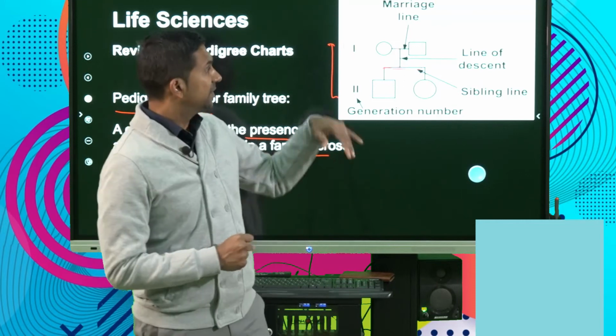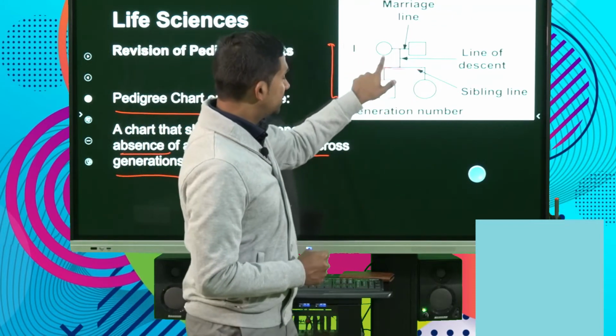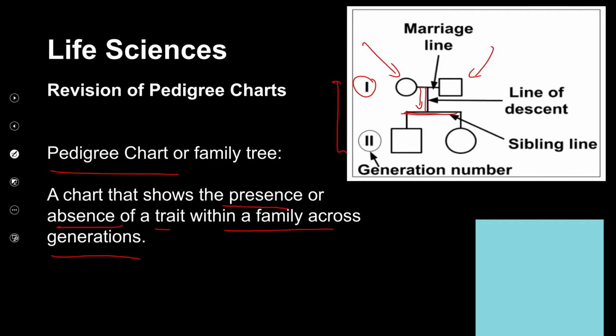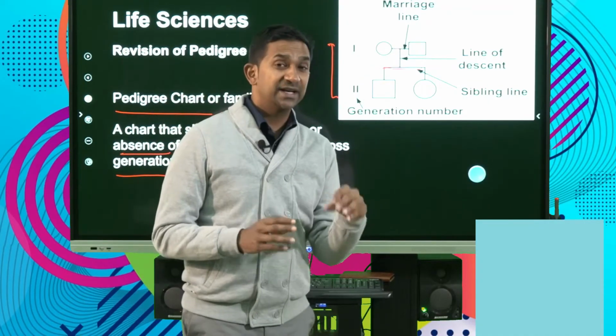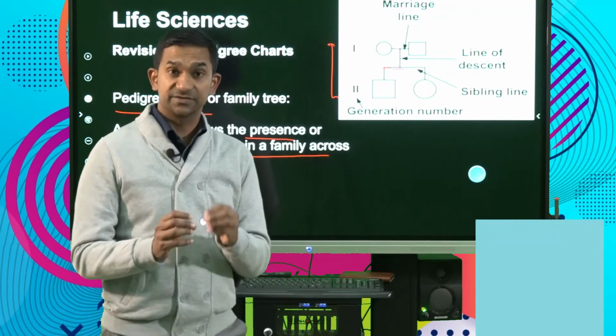So this diagram can be interpreted as a cross between a male and a female that produced two offspring, and these offspring were a male offspring and a female offspring. There were two generations, and that's how we interpret a pedigree chart. However, it's not that simple. That was purely an indication of the symbols. Now let's try and understand and apply that in the context of some genetic problems.